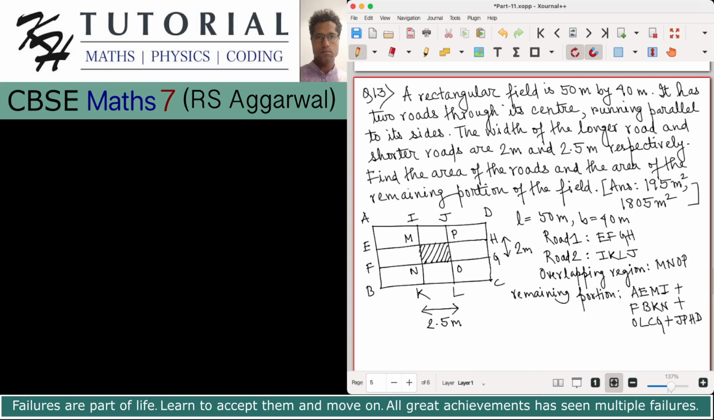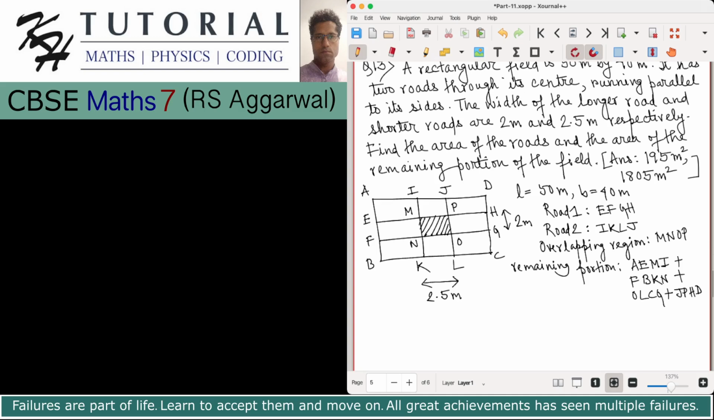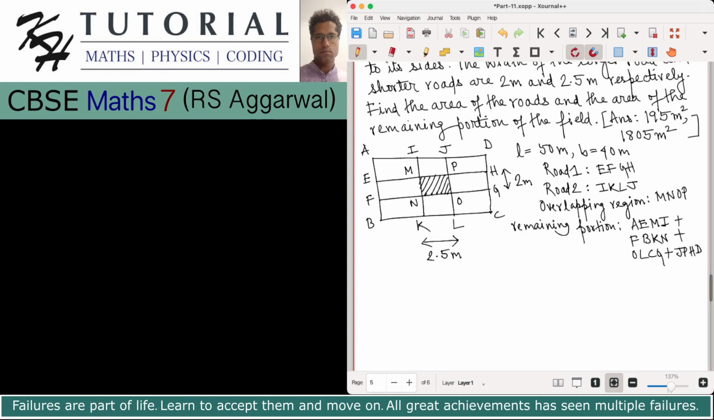Okay. So let's first find the area of the roads, the area of the two roads. Area of two roads is equal to area of road 1 plus area of road 2 minus area of the overlapping area, which is the rectangle MNOP.